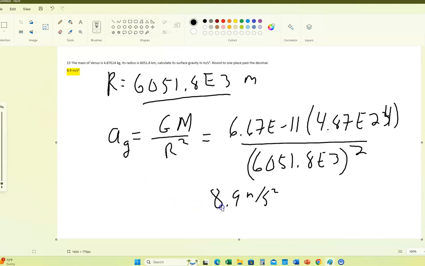So on the Earth, there's a very famous number that Galileo first discovered. For the Earth, the number is 9.8 meters per second squared. That's also known as little g, the acceleration due to gravity on the surface of the Earth. All right. So if you're on the surface of Venus, it would be very, very similar.